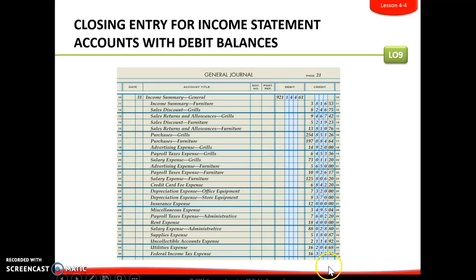debits. Next, our second closing entry is closing income statement accounts that have debit balances. So here we see all of those that have debit balances. To close them, we need to credit those accounts. This is a long list of accounts. We credit all of those, and we're going to debit income summary for the total amount.